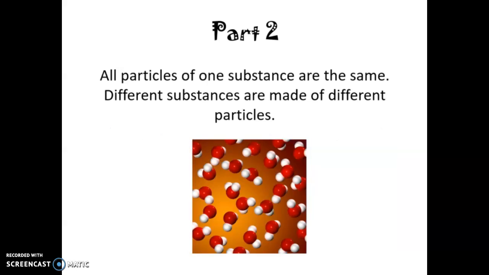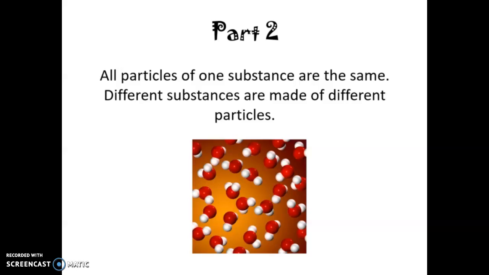The next part in the particle theory is that all particles of one substance are the same. Different substances are made of different particles. So all particles of one substance are the same. Write that down in your table under number 2.